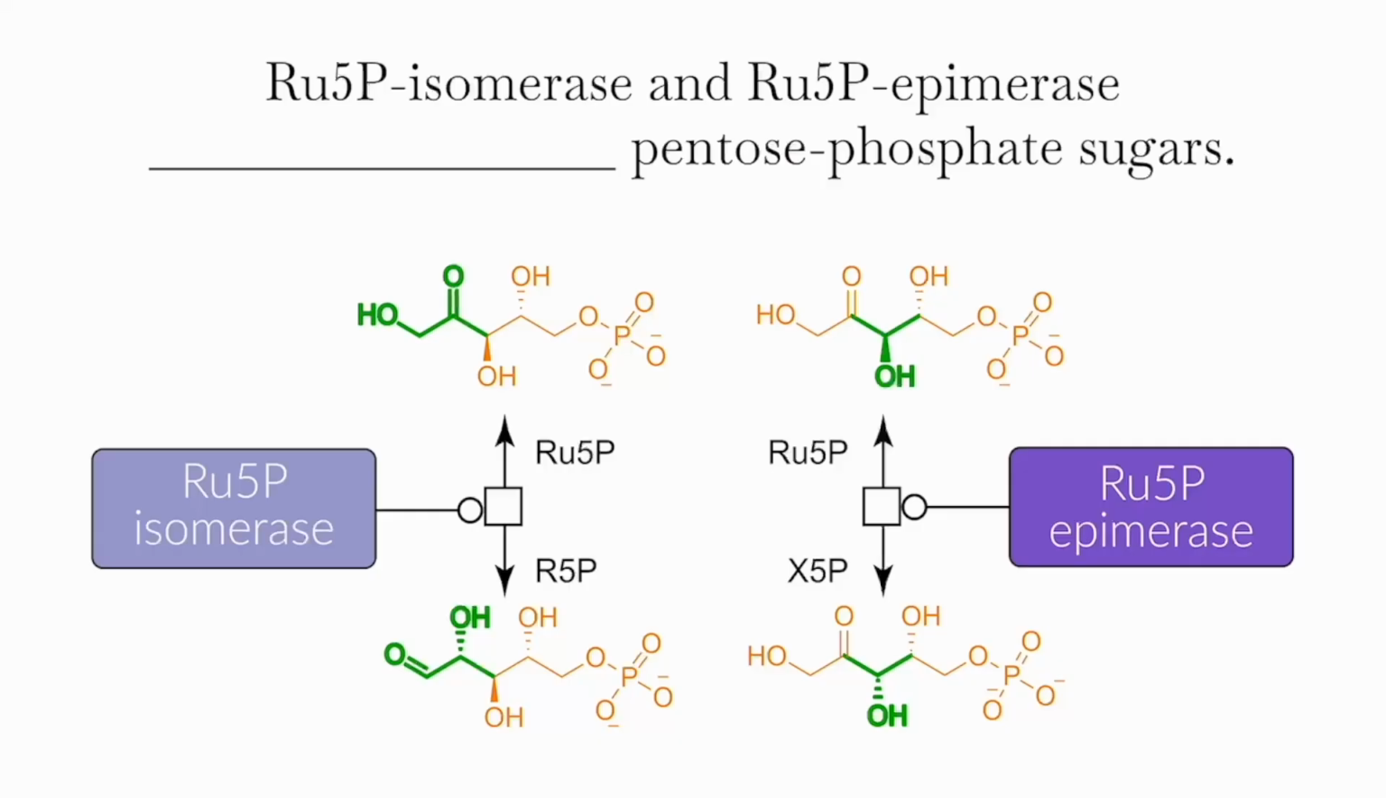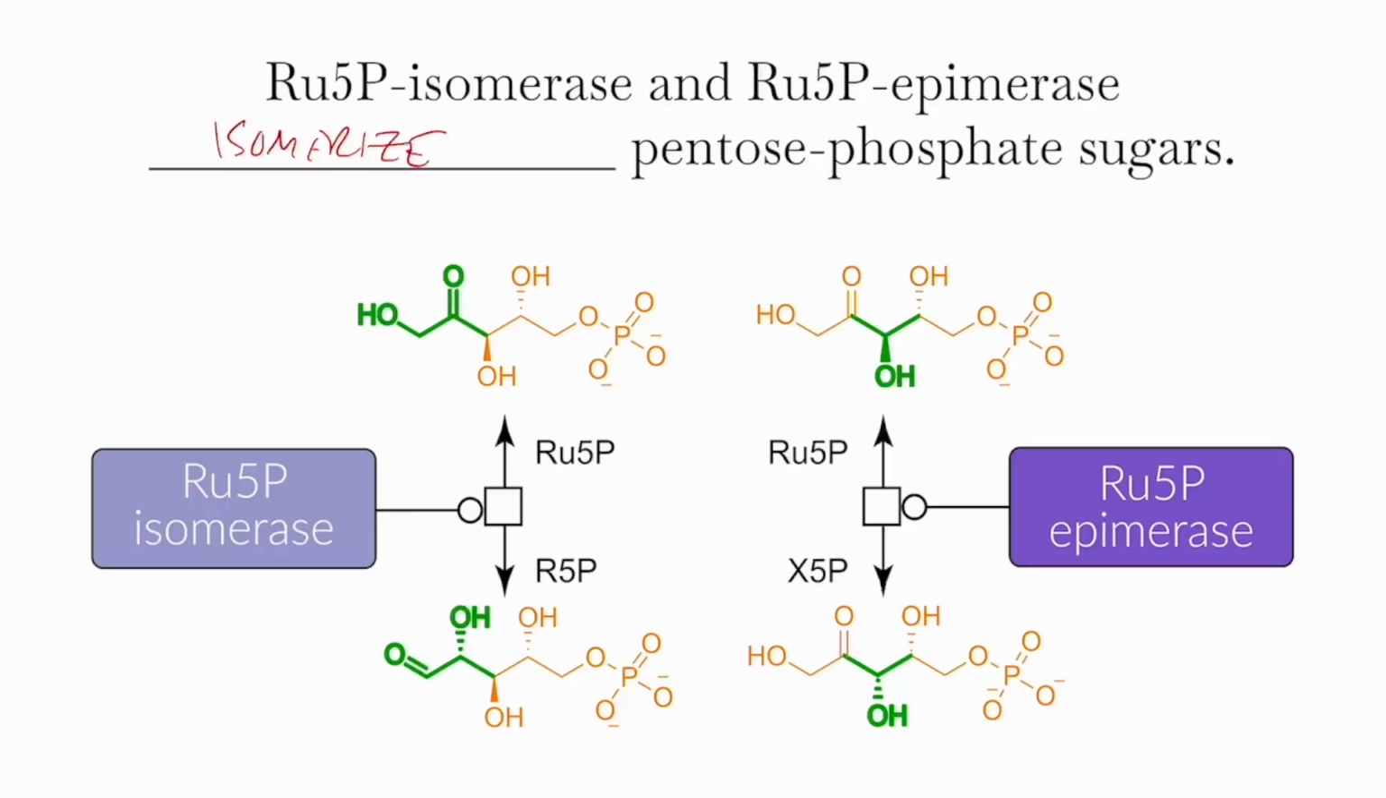Okay, last two enzymes, and then we'll talk about how this sort of plugs together. That is Ru5P isomerase and Ru5P epimerase. Basically, these isomerize pentose phosphate sugars. And in particular, they take these 5-carbon sugars, ribulose 5-phosphate and ribose 5-phosphate and xylose 5-phosphate, and they just change around various things.